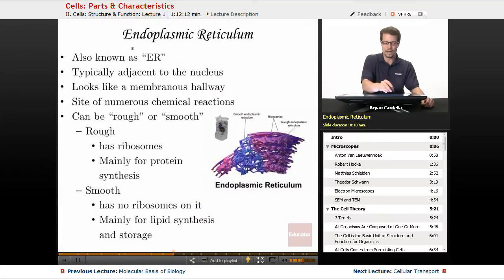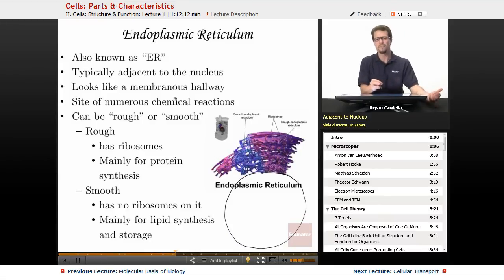Next up, the endoplasmic reticulum, which in Latin literally means little net inside the cell. It kind of does look like a net if you use your imagination. It's also known as the ER for short, not emergency room, endoplasmic reticulum. It's typically adjacent to the nucleus, like right outside of the nucleus. And if you look very carefully at this animal cell here, there's the nucleus and there's the ER, which they're zooming into here. So if this was an ER, the nucleus would be right there.